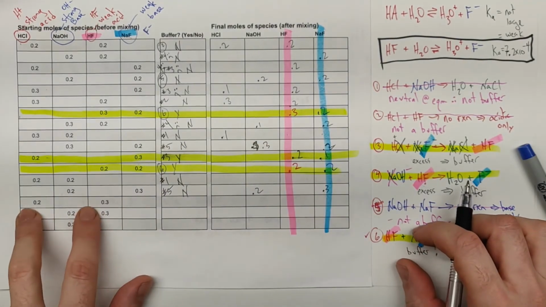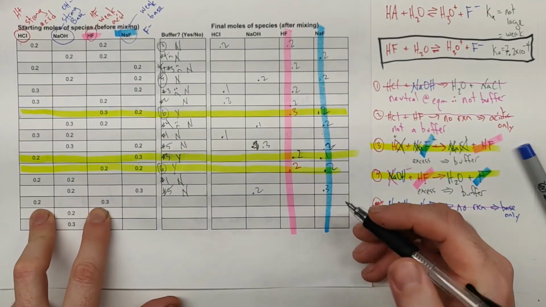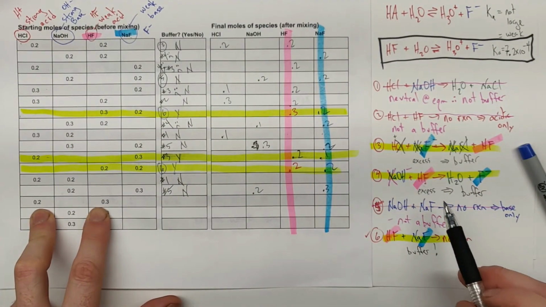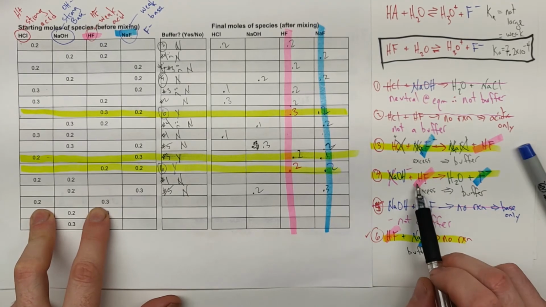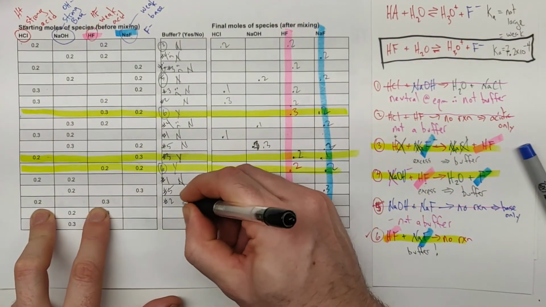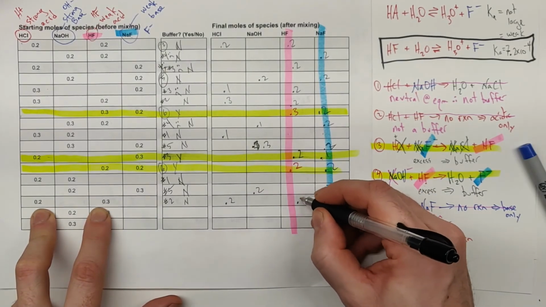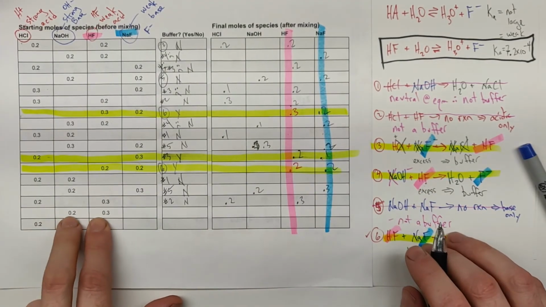All right. HCl and HF, we've seen this before. It doesn't matter whether one is in excess or not. We don't have a combination of acid and base, weak acid and weak base. So HCl and HF is this one right here. That's number 2, and it's a no. We end up with 0.2 of the HCl and 0.3 of the HF.